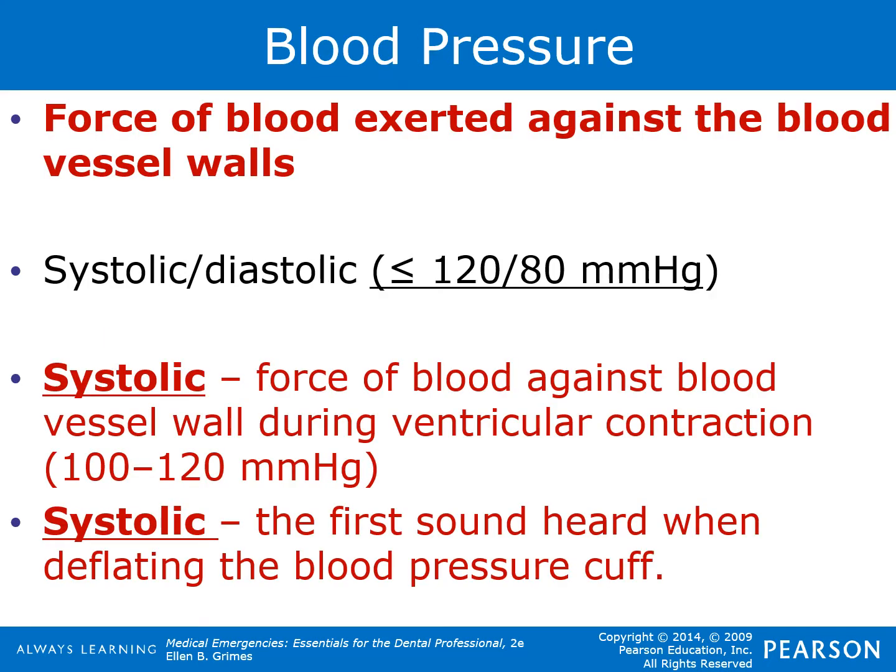Blood pressure. Blood pressure is the force of blood exerted against the blood vessel walls. The systolic is the force of blood against the blood vessel walls during ventricular contraction. When your heart contracts, it forces this blood out, and the force that it's coming out against the wall of the blood vessel is the top number, the systolic. It's the very first sound heard when you're deflating a blood pressure cuff. The systolic over diastolic for normal would be less than or equal to 120 over 80.